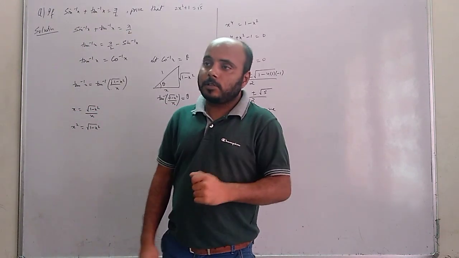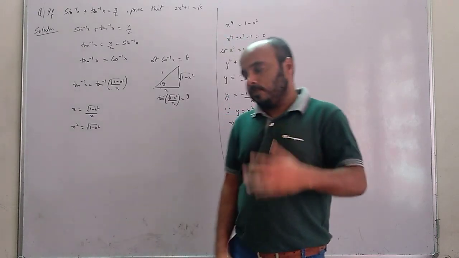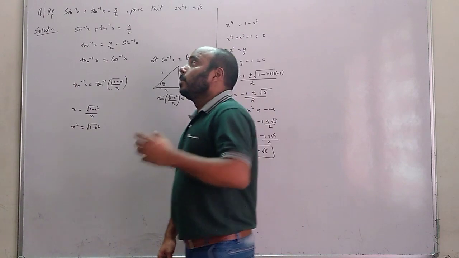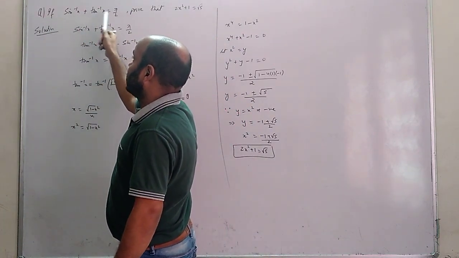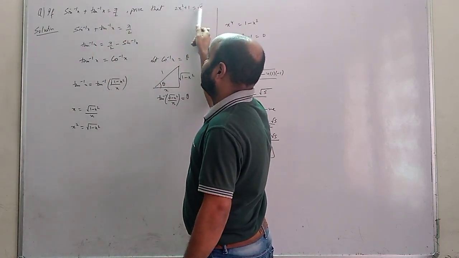In this video also we will continue with the inverse trigonometry chapter. We will step ahead, we will go to a few more different types of questions, okay. Let's see this question. If sin inverse x plus tan inverse x equals pi by 2, prove that 2x square plus 1 equals root 5.